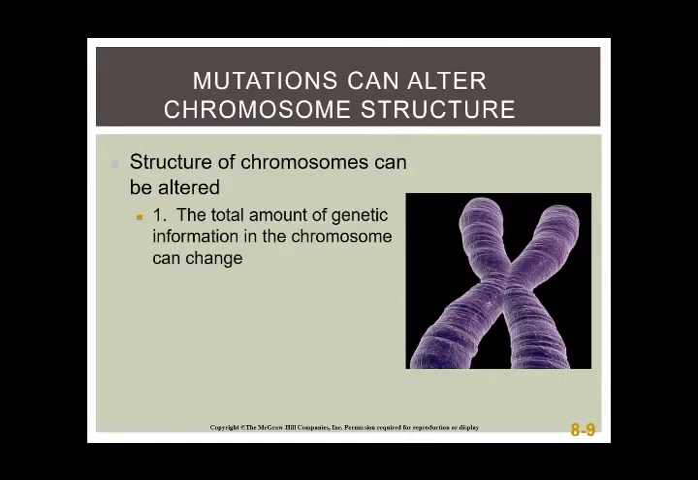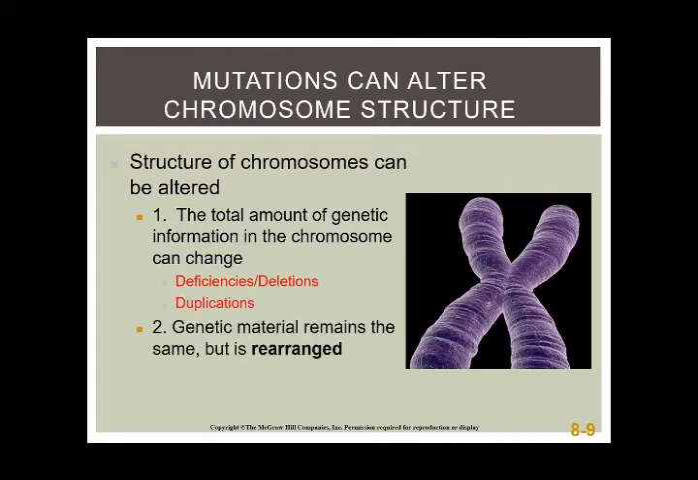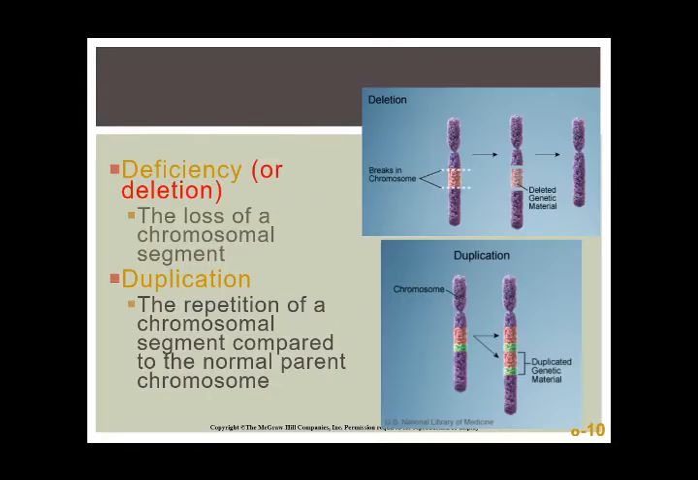Mutations can alter the chromosome structure. The structure of a chromosome can be altered, and the total amount of genetic information can change. This is caused by deficiencies and duplications, but some mutations cause the genetic material to remain the same but be rearranged, like inversions and translocations.